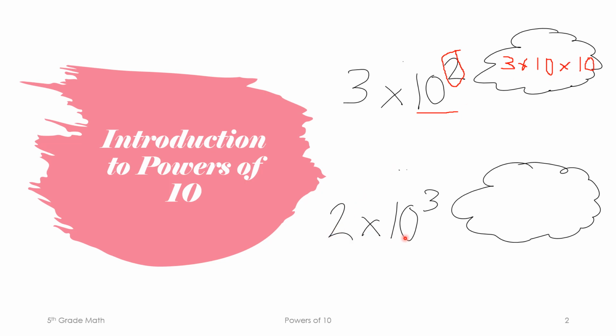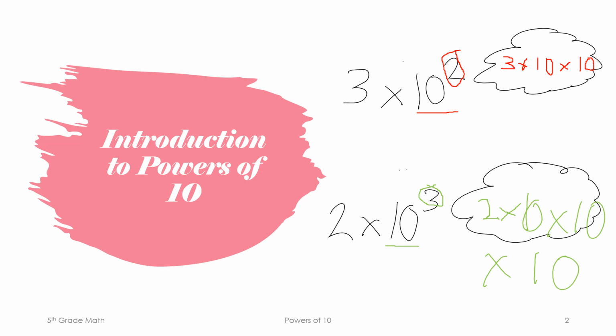In 2 times 10 to the third, which of these numbers is the base number? Which number would be the exponent? Well, let's take a look. We know our base number is 10 and our exponent is 3. So if we're going to write this another way, how many times do they want us to multiply 2 times 10? And we see, according to our exponent, they want us to multiply it 3 times. So let's do that now. 2 times 10 times 10 times 10.